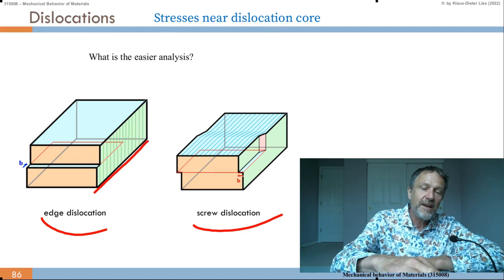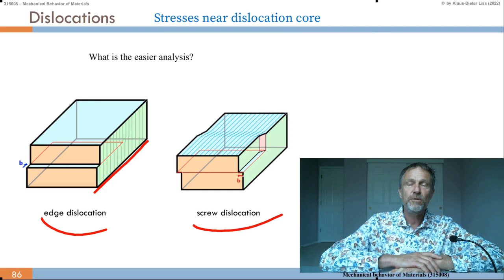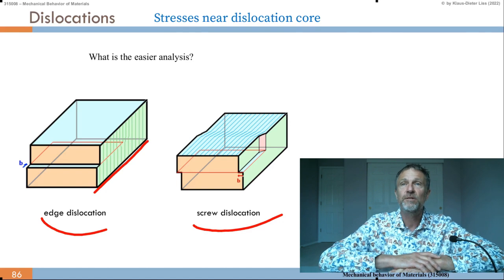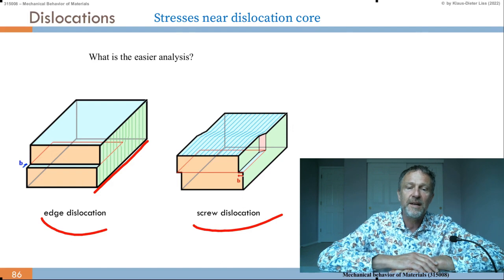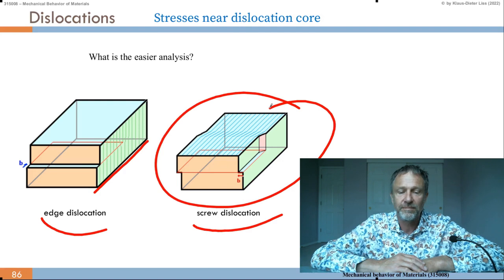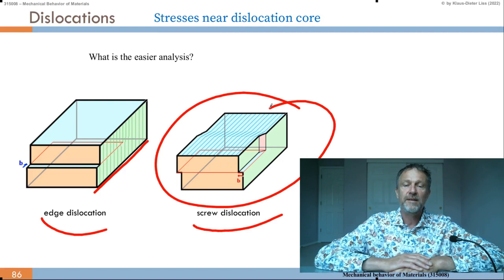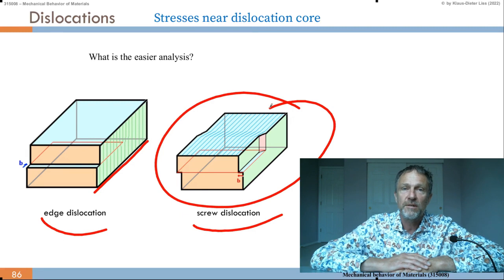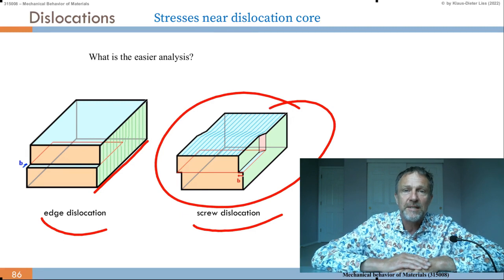The edge dislocation is maybe easier to imagine than the screw dislocation, because the edge dislocation just can be presented in 2 dimensions, the cross-section perpendicular to the dislocation line, while the screw dislocation has to be always shown in 3 dimensions. But actually it's easier to calculate the stresses near the screw dislocation rather than near the edge dislocations, as we will see here.